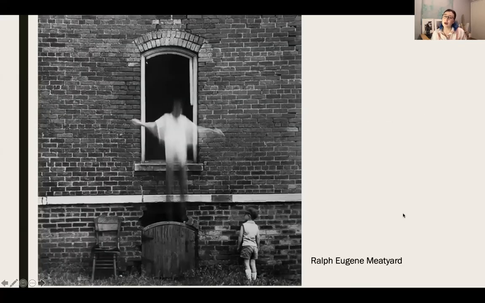Okay, a couple of examples. If you have your camera on auto, you don't get to make these decisions, but here are a handful of artists that did make this decision. I want you to look at this image for a minute and think, what does this image make you feel? What is going on here?